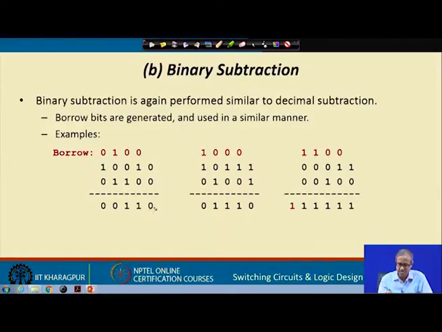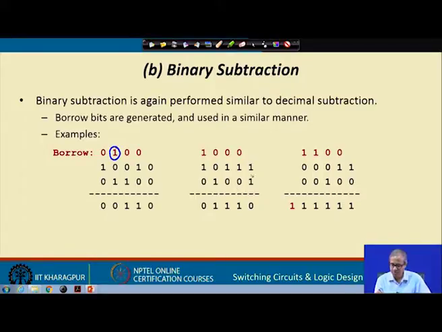0 minus 0 is 0, no borrow. 1 minus 0 is 1, no borrow. Now, 0 minus 1: if you recall from the table, the difference will be 1 and the borrow will also be 1. Because borrow is 1, effectively you are subtracting 1 from 1, so it becomes 0. Since you have taken a borrow, this 1 will not be there, so finally it will be 0 minus 0, 0, because this borrow has been taken out.